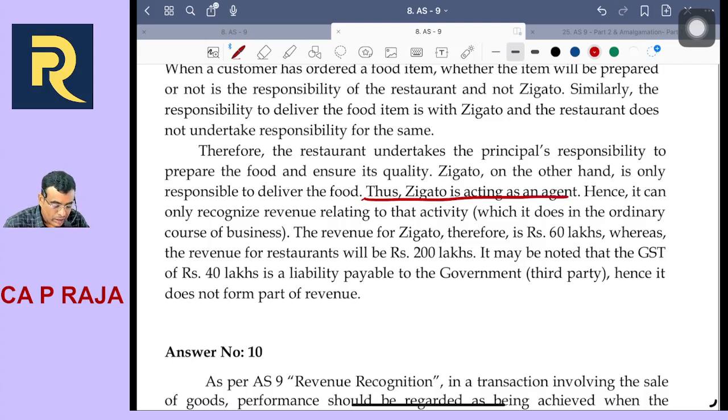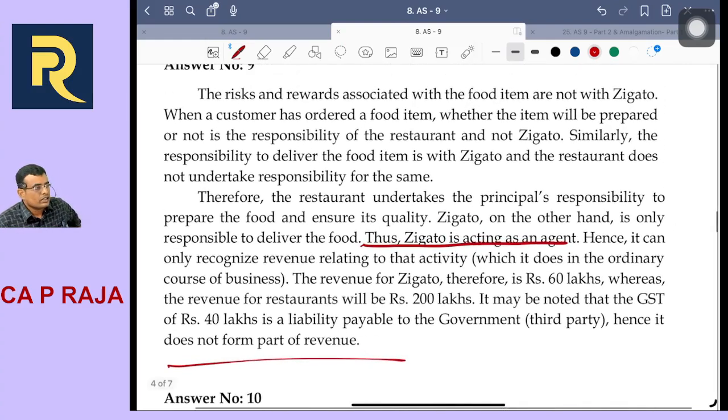Hence, it can only recognize revenue relating to that activity, which it does in the ordinary course of business. The revenue of Z therefore is 60 lakhs, whereas the revenue of restaurant will be 200 lakhs. It may be noted that the GST of 40 lakhs is a liability payable to the government, a third party, hence it does not form part of revenue. Even if we take it proportionately, it goes to the government. So I am not going to take that as revenue. Hopefully you understood this question. Quickly take a note. This is newly added in the last 2-3 years. Before that there was no such question.